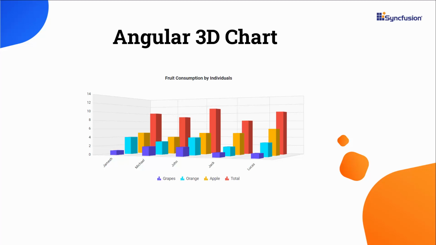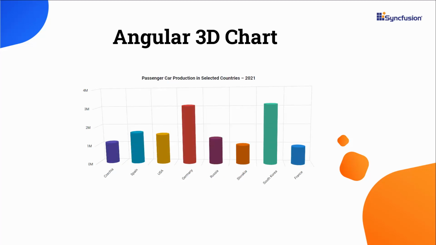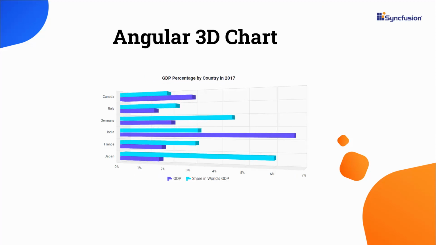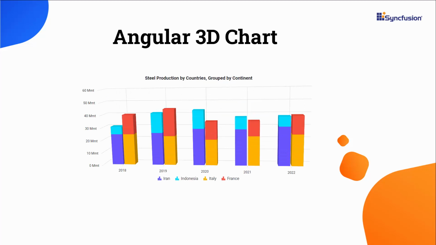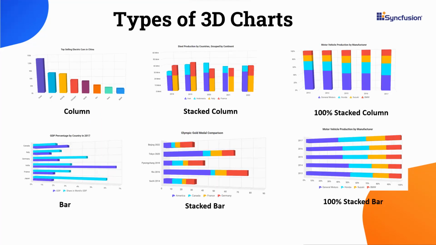The Syncfusion Angular 3D chart is a graphical representation of data in 3 dimensions, showcasing relationships and trends among variables. Unlike traditional 2D charts, 3D charts add depth to the visualization, allowing for a more immersive and comprehensive understanding of data patterns. Syncfusion's Angular 3D chart component supports more than 6 chart types. In this video, I will use the 3D column chart and show you how to enable a few of its basic features.